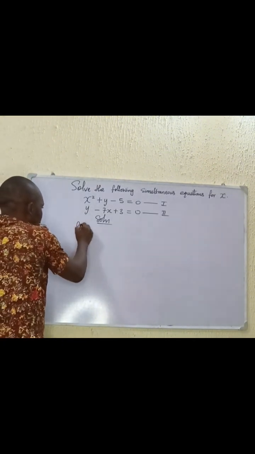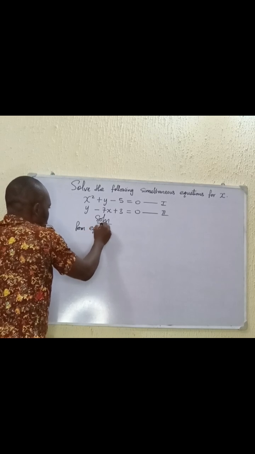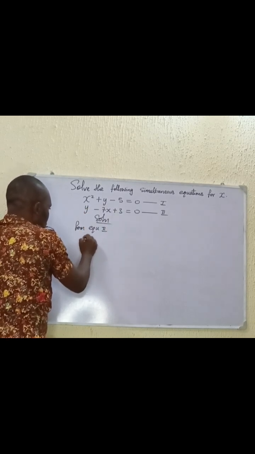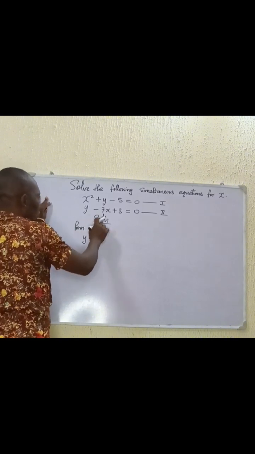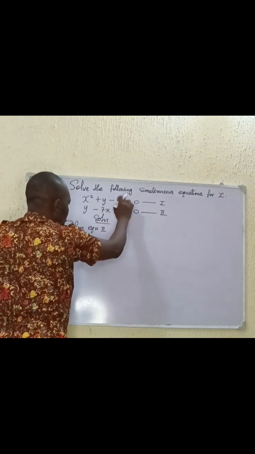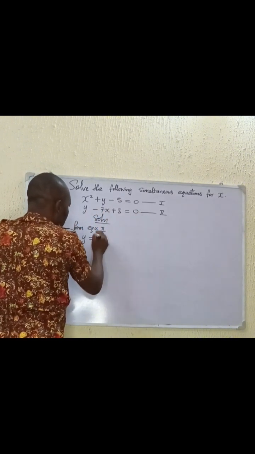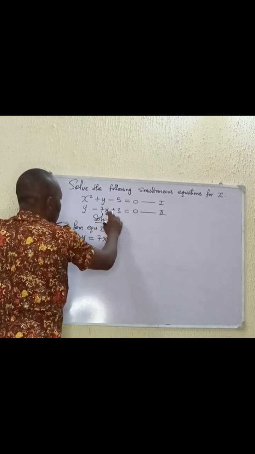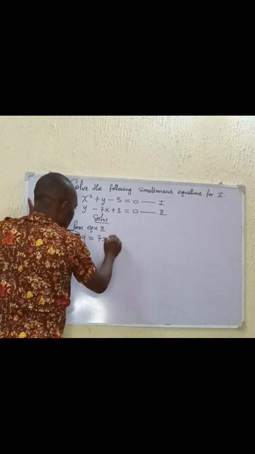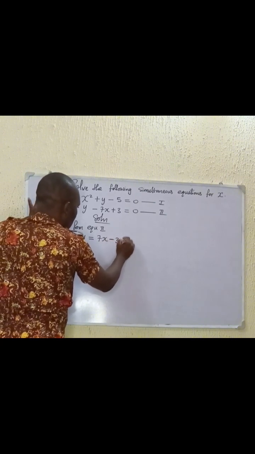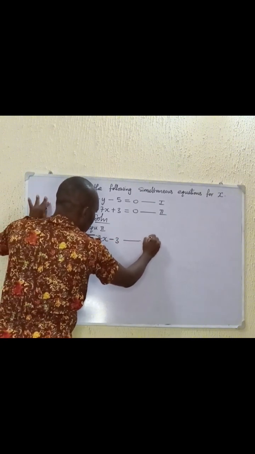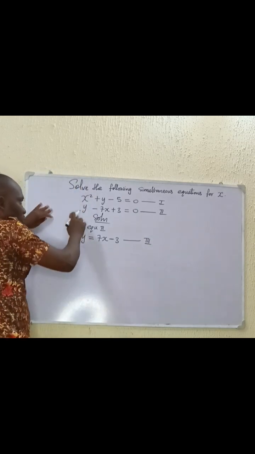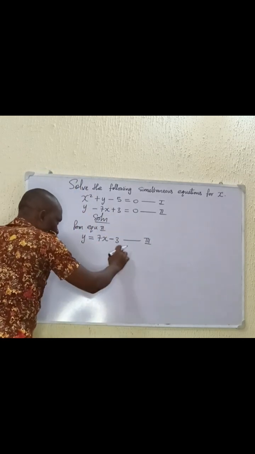Then from equation 2, that's from here, y will be equal to, let this minus 7x, take it to the right hand side, it becomes plus 7x, and plus 3, because it's over here, it becomes minus 3. So this becomes our equation 3. From this equation 2, we generated the equation 3.